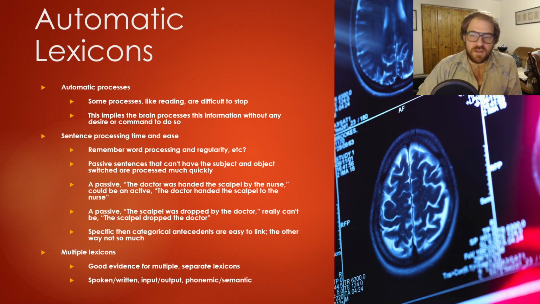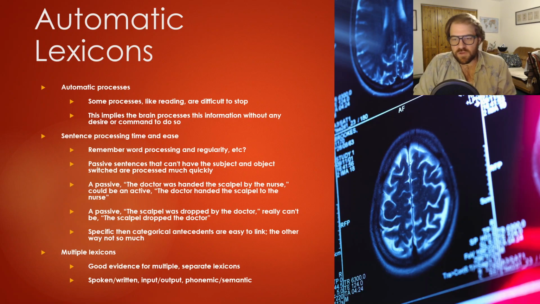Okay, let's talk about automatic processes and lexicons. Some things, like reading, are really difficult to stop. It's hard to not read. Even if you look at this picture over here, you see things like fav, tra, greater than, chord, sag, harmony is down there, Chilean harmony, all these things, study one. It's hard to not read these words.